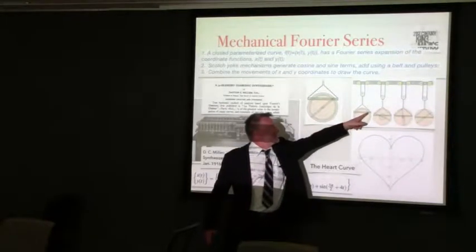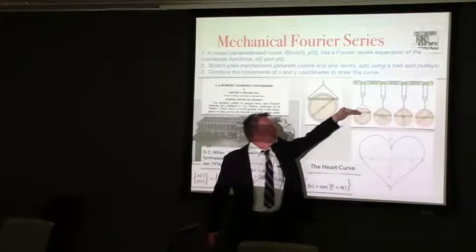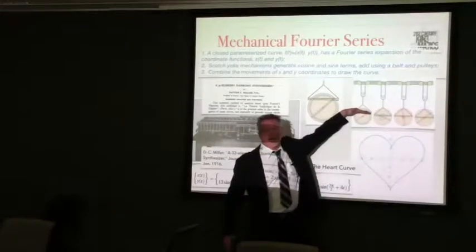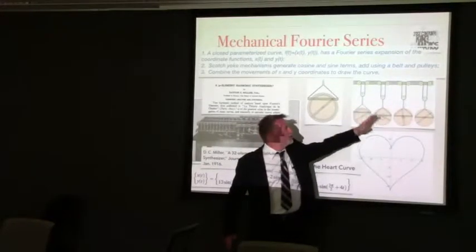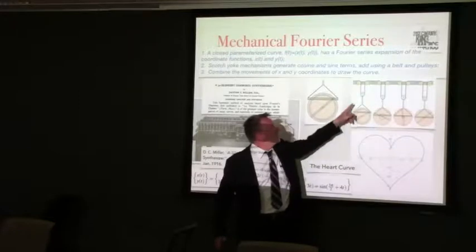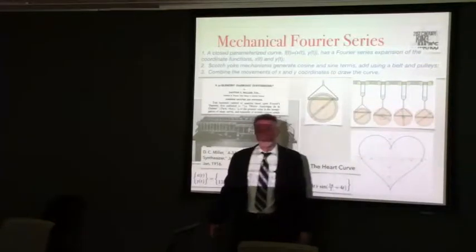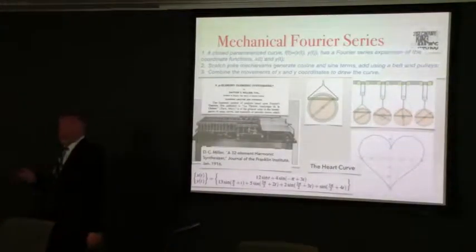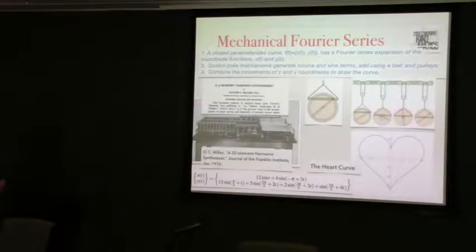Not a complicated device. It's a pin that rotates in a circle. You just pull off the component that you want, either the cosine or the sine, depending on the phase, and then you add it with a belt. And these were used, well, they were in use from the late 1800s all the way through the 1900s. They were used to do harmonic analysis and actually harmonic synthesis as well.